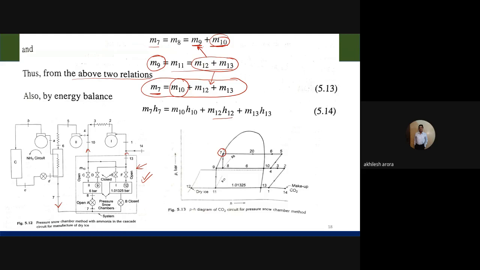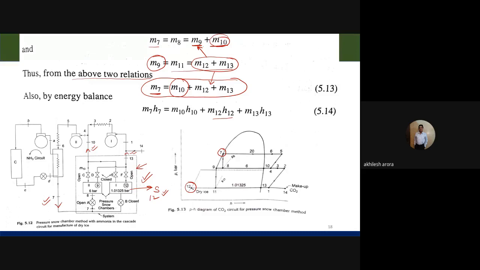Okay, 12 is within it here. Because at point number 12 we are taking out the solid carbon dioxide. So naturally you can see it now. So we have point number 7 which is entering, then here 10 is leaving, here 13 is leaving, and 12 is leaving. So these are the 3 points which are leaving.